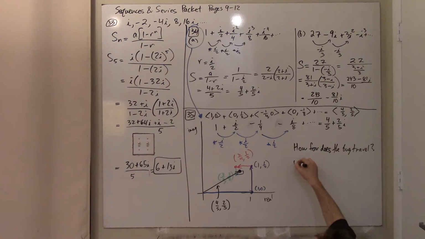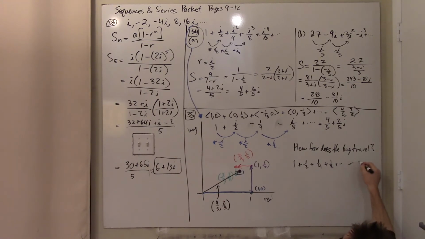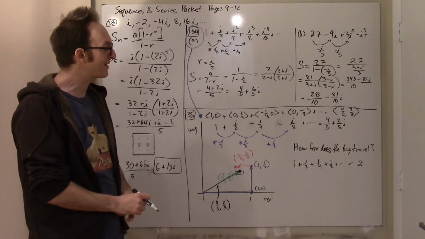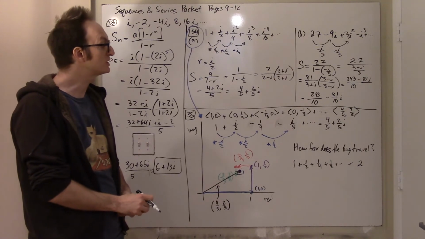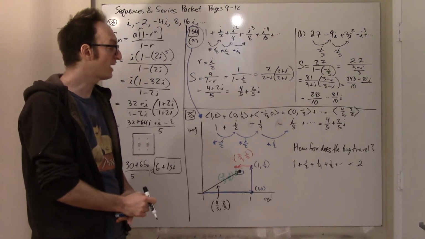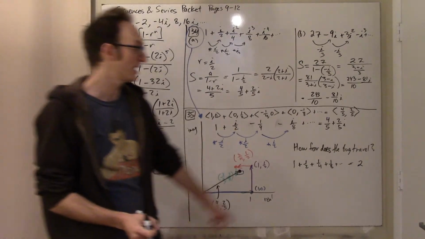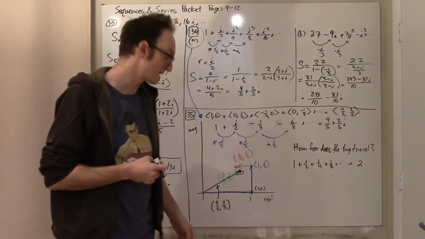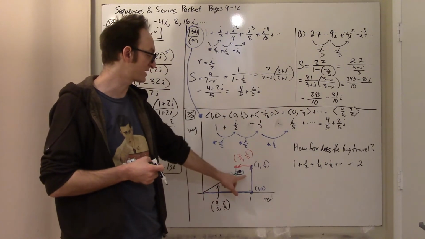Well, okay, come on. The bug goes 1, then the bug goes a half, then the bug goes a fourth, then the bug goes an eighth. And so the total distance traveled by the bug is just going to be the sum of this infinite geometric series, and we know that this is just 2. Okay, so since this bug's paths are becoming shorter by a factor of 2 each time, the bug makes an infinite number of turns, but only covers a total distance of 2 units, and ends up at the point 4/5 comma 2/5.